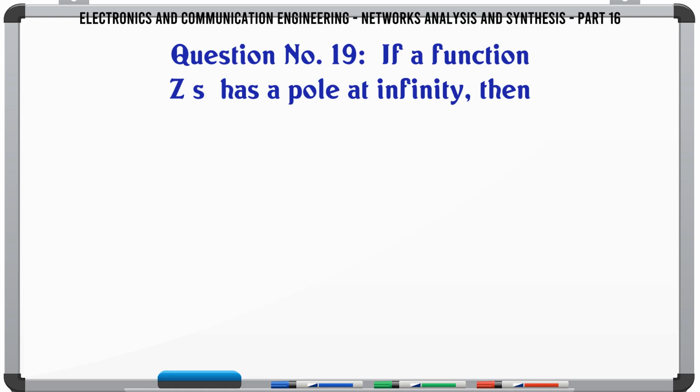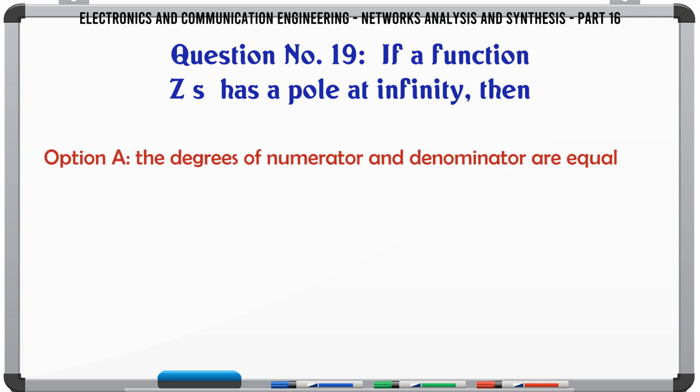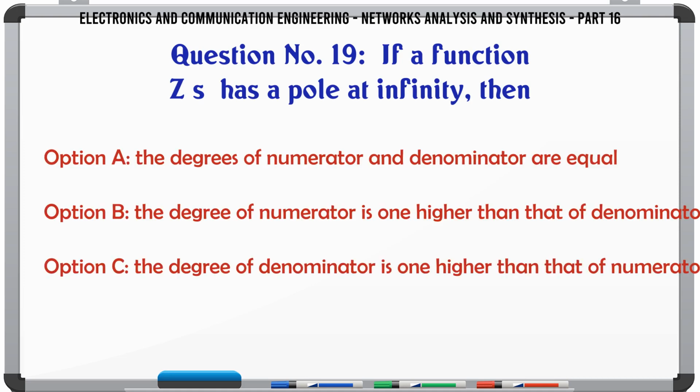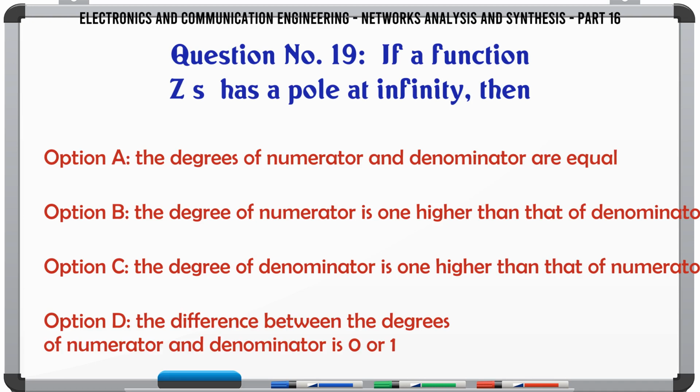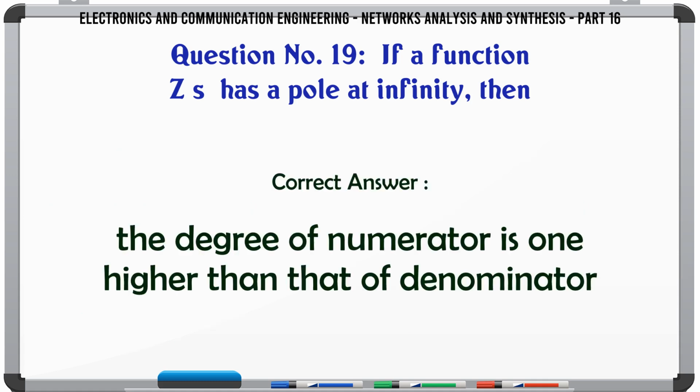If a function z(s) has a pole at infinity, then A the degrees of numerator and denominator are equal. B the degree of numerator is 1 higher than that of denominator. C the degree of denominator is 1 higher than that of numerator. D the difference between the degrees of numerator and denominator is 0 or 1. The correct answer is the degree of numerator is 1 higher than that of denominator.